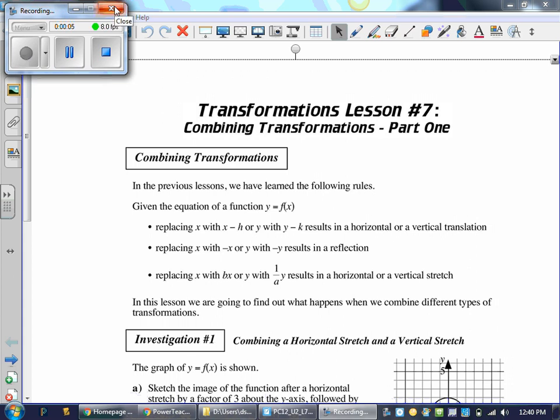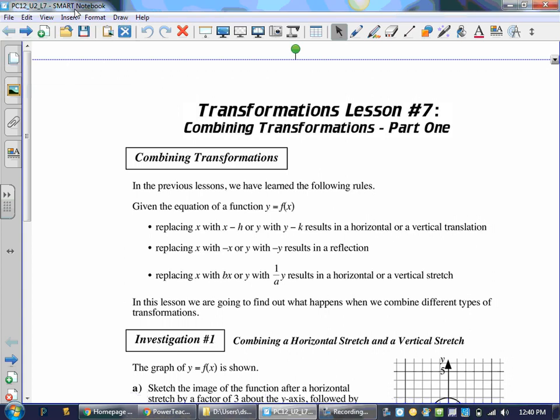We're going to talk about lesson 7 and 8. So here we go. What's important here is that we're going to start combining all these transformations together, so it can get a little bit hard.